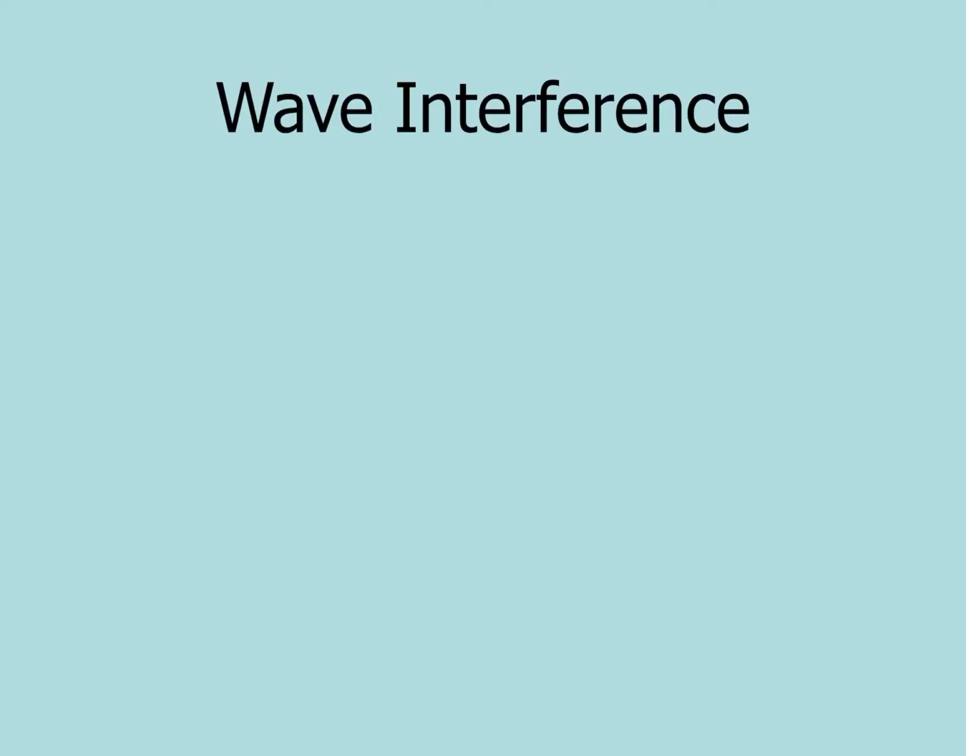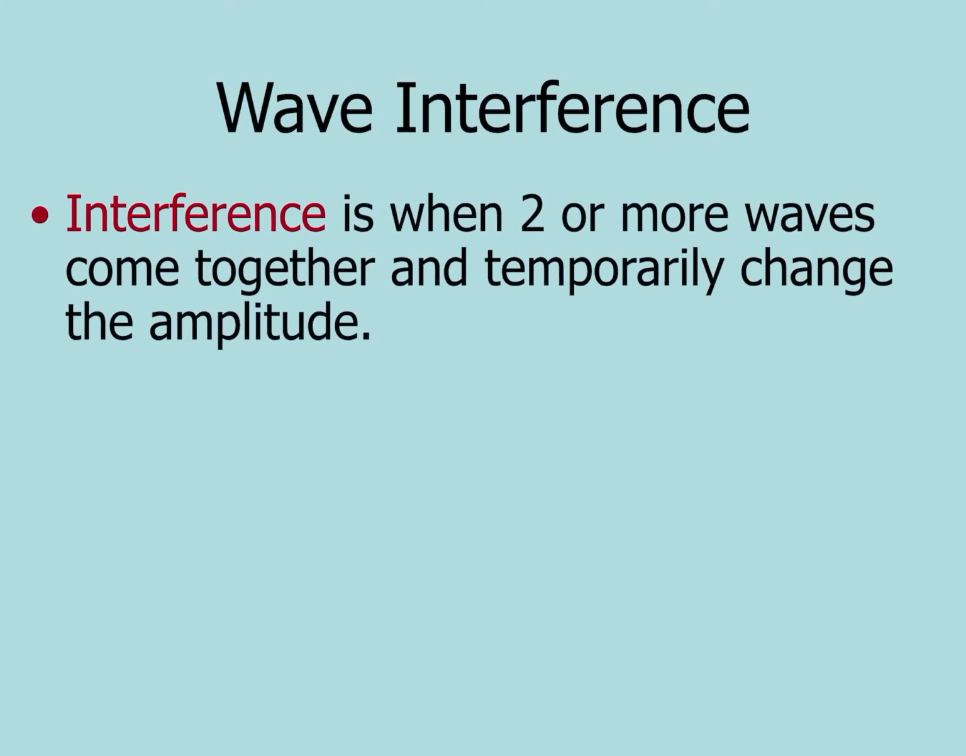We're going to talk a little bit about different types of wave interference. So right off the bat, let's make sure we understand what we mean when we say interference. This is basically when we have two or more waves that come together, and the combination of those waves is going to temporarily change the amplitude of the resulting wave.